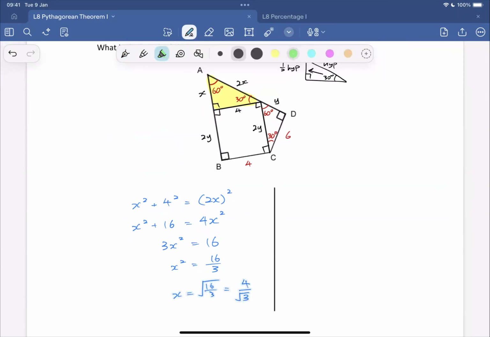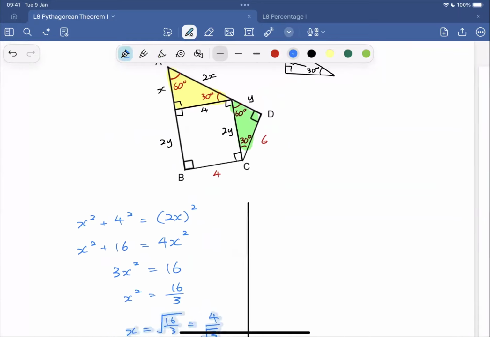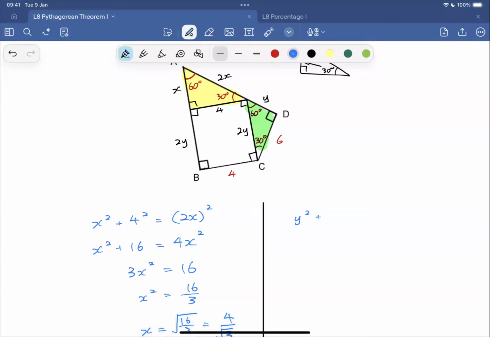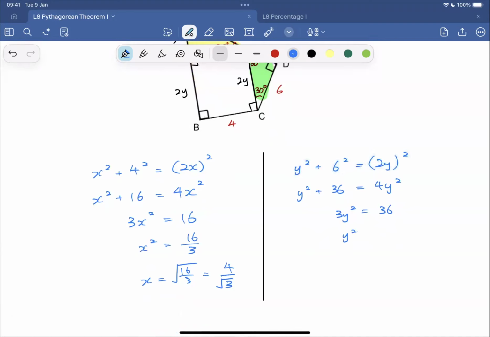Now, I'm going to look at the green triangle. Again, Pythagoras theorem: a squared plus b squared equals c squared. A squared plus 36 equals 4y squared. So bring this over to the other side, it becomes negative, okay? So 4y minus y is 3y. Divide by 3, you get 12. And finally, you square root 12.